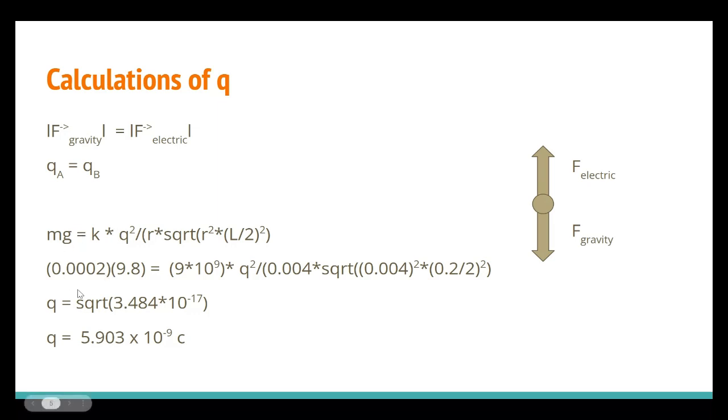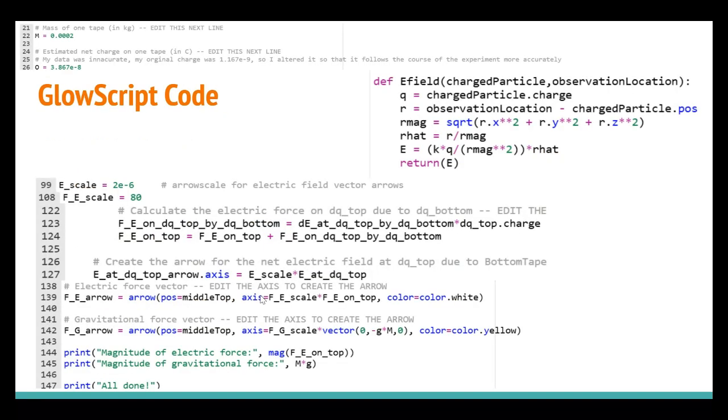So the left side is the exact same, with 0.002 times 9.8 for the mass times gravity. The right side is the K constant, 9 times 10 to the ninth, times the charge squared. All that is divided by R, which is 0.004, the distance separating A and B, times the square root of R squared plus the length divided by 2, squared. And that ends up giving you 5.903 times 10 to the negative 9 C, just like before.